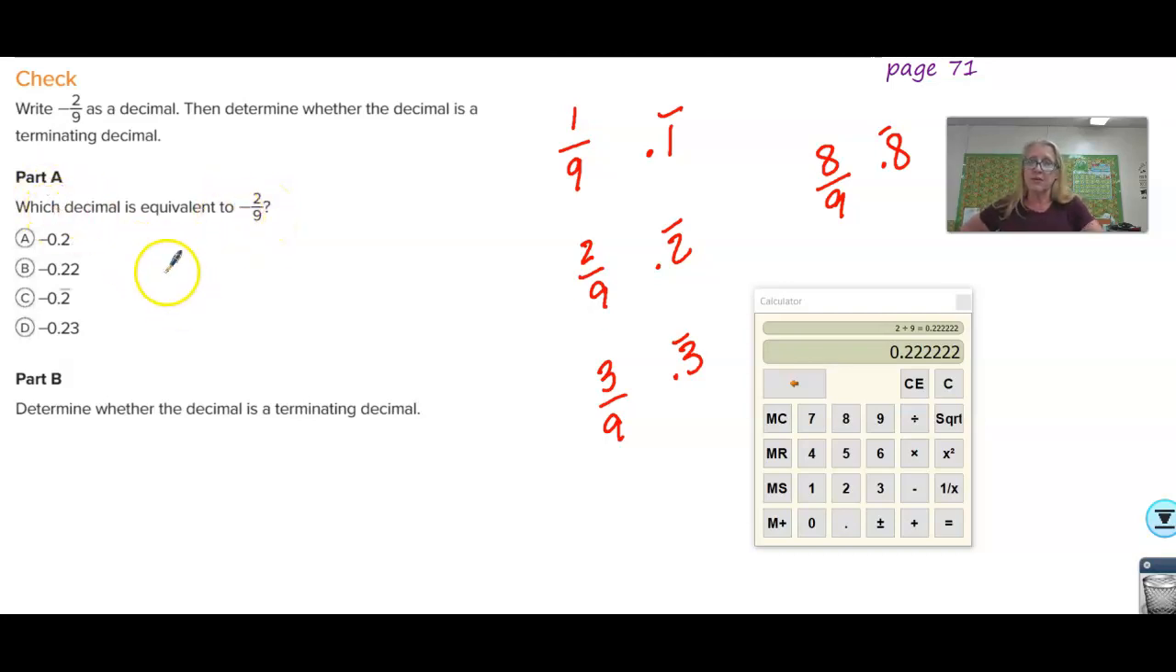But that brings me back to our question, which one of these is correct? Well, this is clearly a repeating decimal. This 2 goes on and on and on. And looking at these solutions, there's only one, C, that indicates any kind of repeating decimal. So C was the correct answer because it's -0.2 repeating. Determine whether the decimal is a terminating decimal. This is repeating.